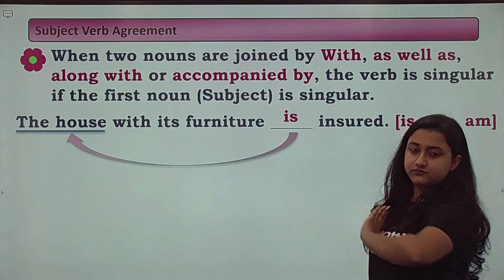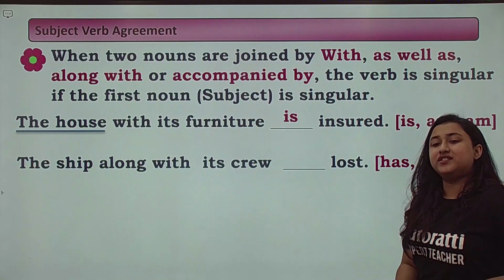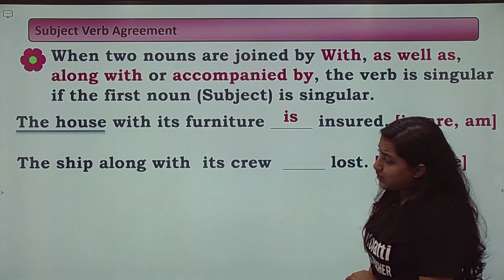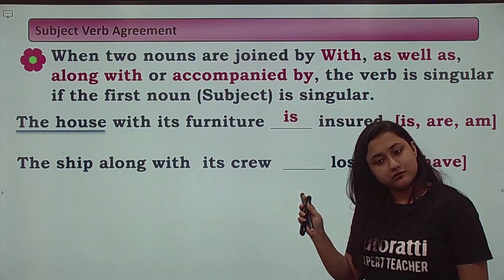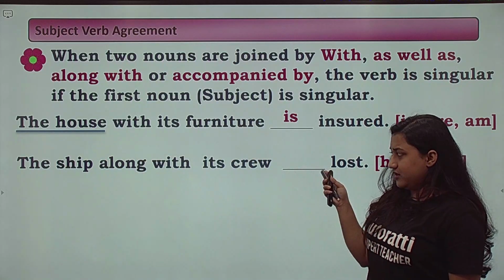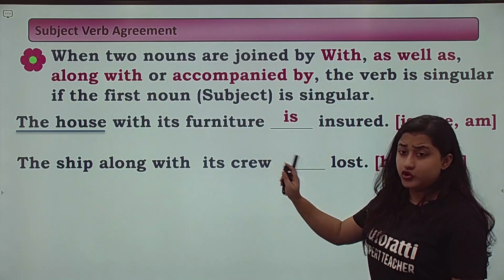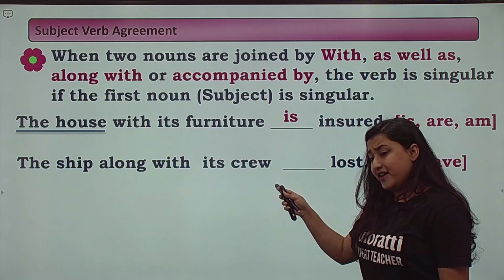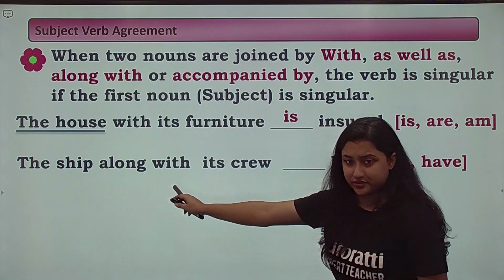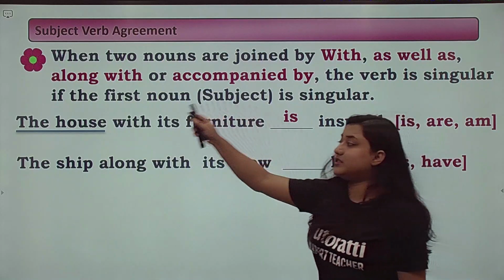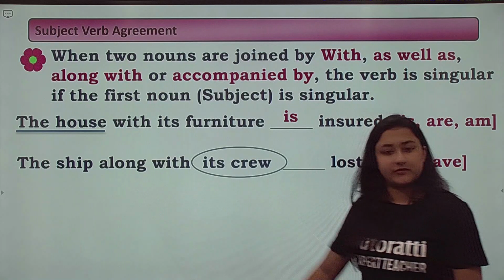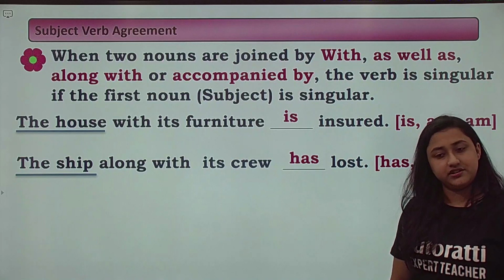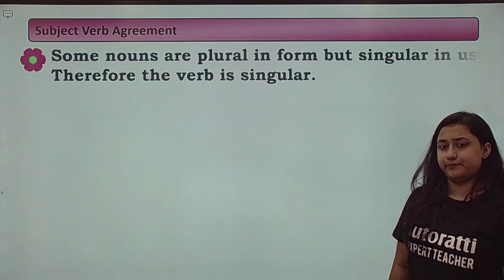Alright. The ship along with its crew dash lost. Alright. Now, which are the two nouns? Ship and crew. Okay. The blank is over here. Will we look at this one? No. अगर either or neither nor होता तो इसके साथ agree करता. Alright. But it is joined by along with. So this verb will agree with the first noun. The ship. Alright. The ship is singular. So the verb is always singular. Did you understand? Okay. Next one.